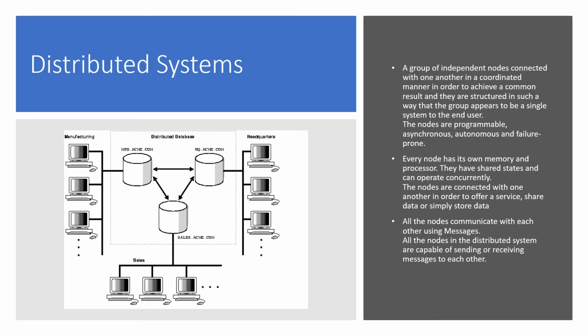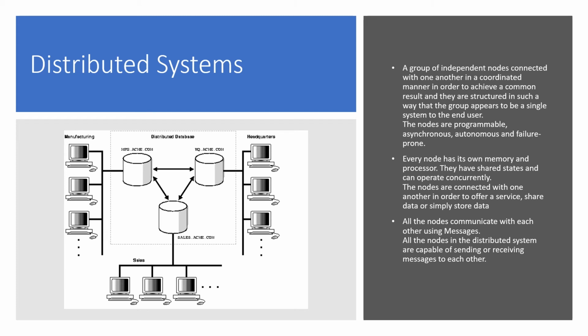Now let's cover the first topic of this course, distributed system. A distributed system is a system whose components are located on different networked computers, which communicate and coordinate their actions by passing messages to one another. A group of independent nodes connected with one another in a coordinated manner in order to achieve a common result, and they are structured in such a way that the group appears to be a single system to the end user.